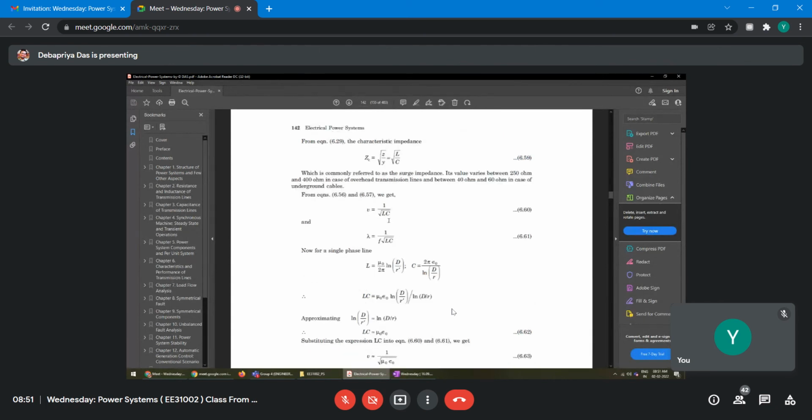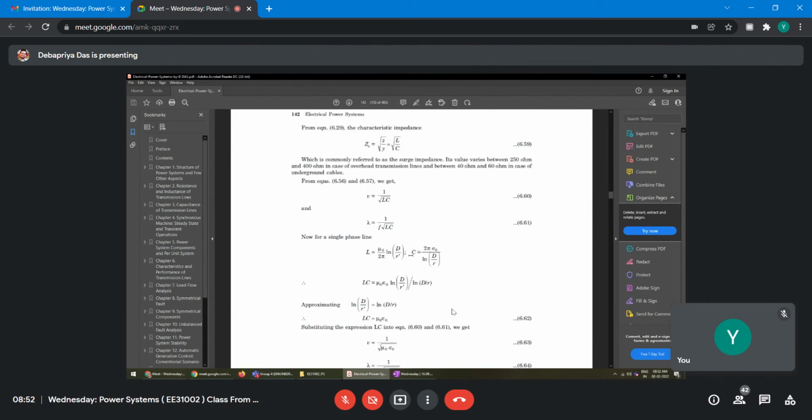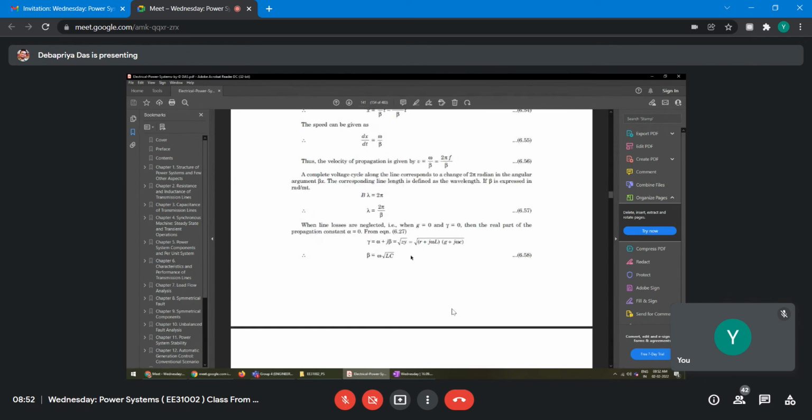Therefore, velocity V is 1 upon root of LC. From equation CF61, you will get approximately 1 upon root of mu 0 epsilon 0, and lambda will be this much. This value is approximately the velocity of light, right? So this is an approximation, and in reality it is much less, because we have made so many assumptions. So this is approximately equal to the velocity of light, and lambda will be this much. In reality it will not happen exactly, but it is just to show you some ideas.